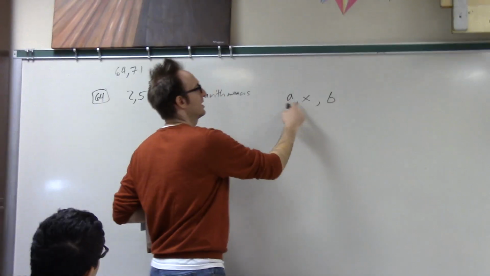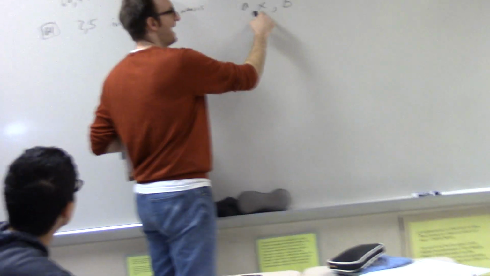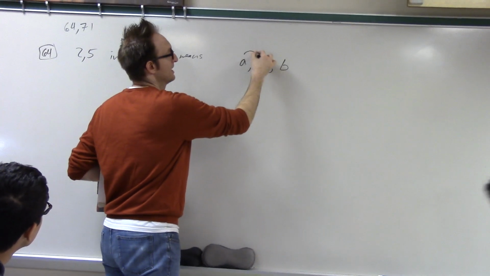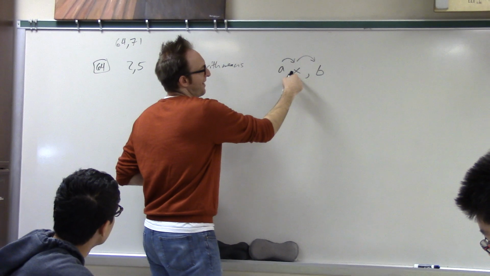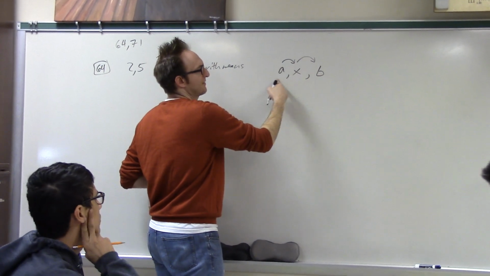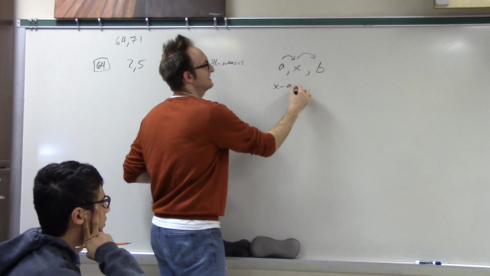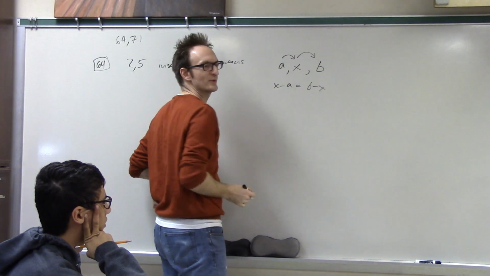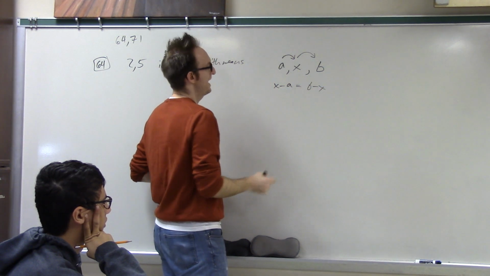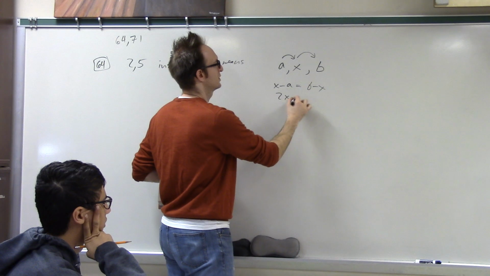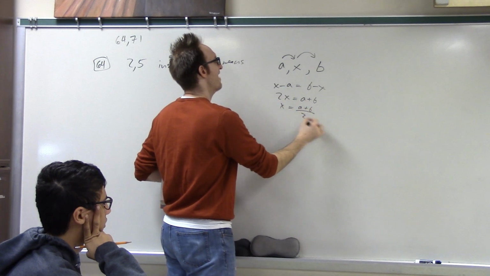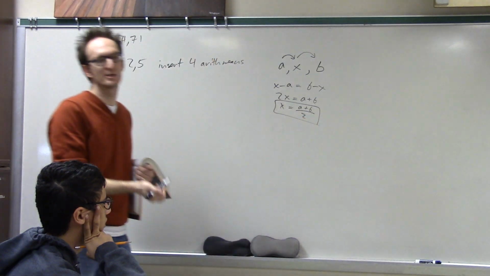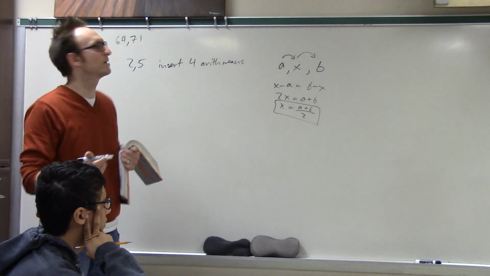So x is the arithmetic mean of a and b if a, x, b forms an arithmetic sequence. And the definition of an arithmetic sequence is that the differences are common. So x minus a has to be b minus x in order for the sequence to be arithmetic, yeah? When you do it, you get 2x equals a plus b, and so x is (a plus b)/2. It's just the average, the arithmetic mean.